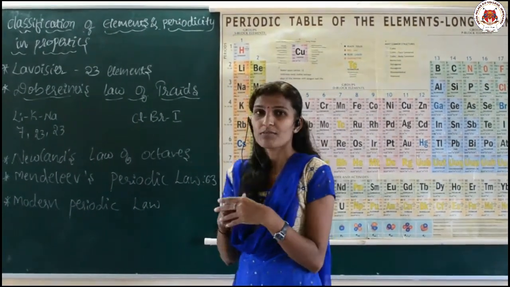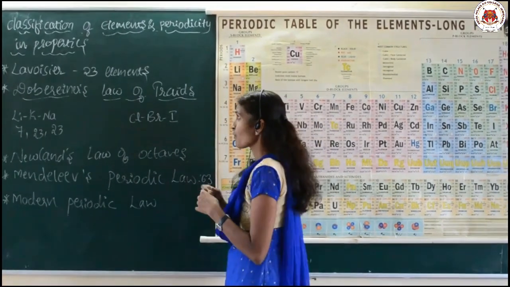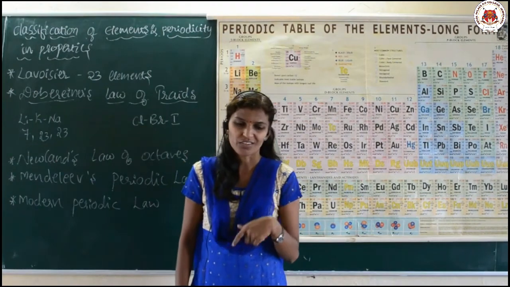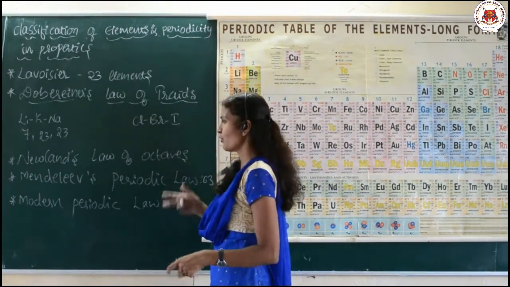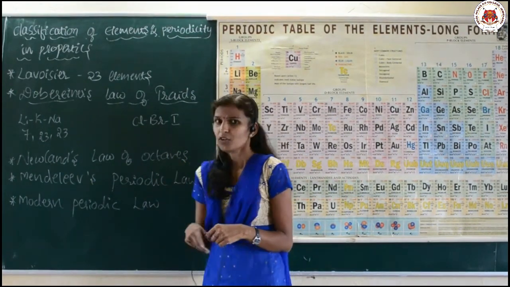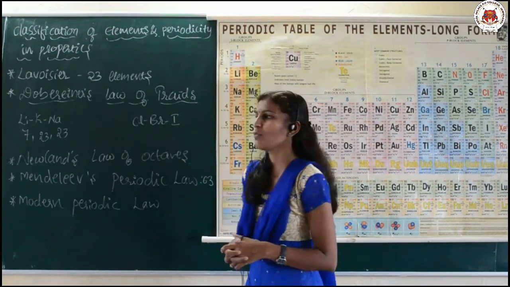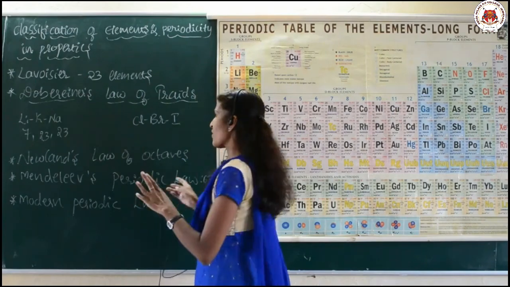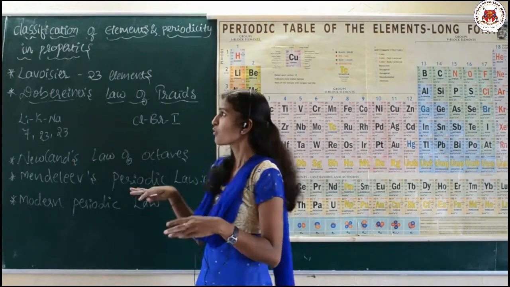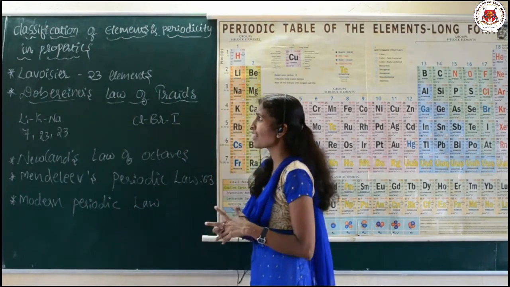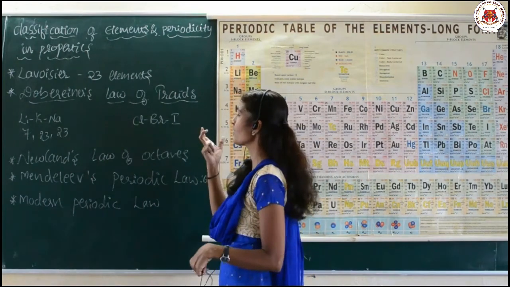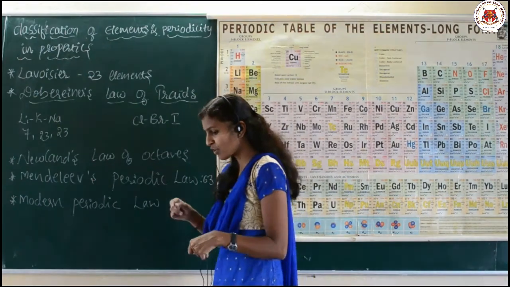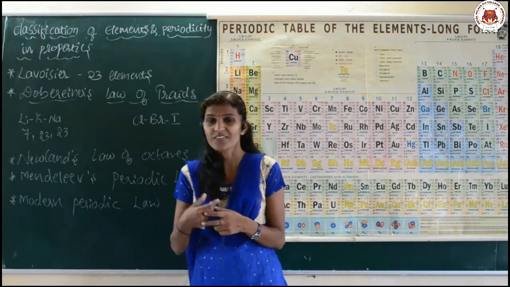Today we are going to deal with one more chapter, that is classification of the elements and periodicity in properties. It is one of the important bits of the basic chemistry topics. The elements are the basic things, so it is very important to know the classification of those elements and how they are arranged in the periodic table. So let us see how the discovery of elements started.